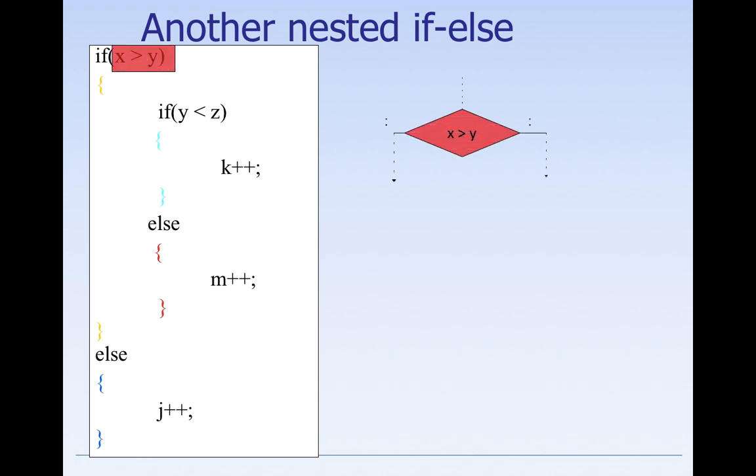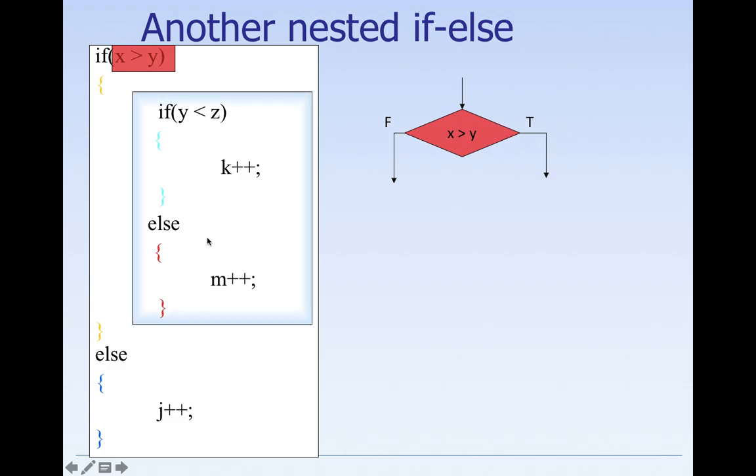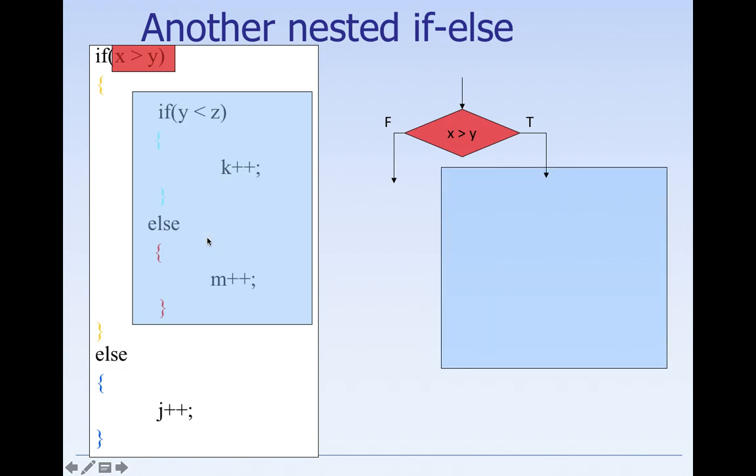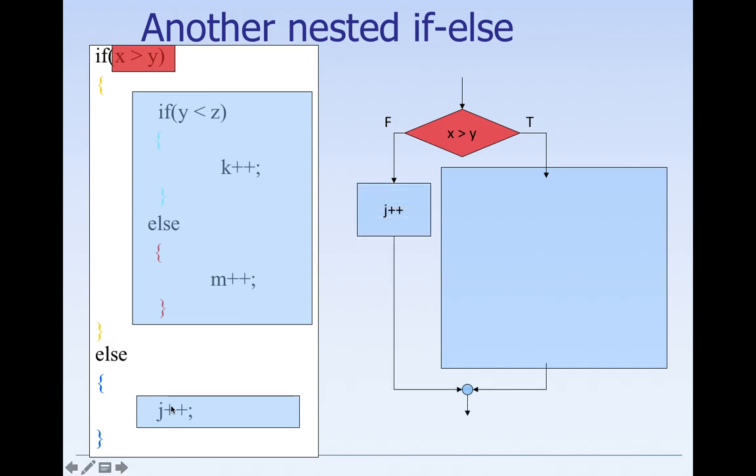So this is x greater than y. True, false. Okay, so if it's true, I'm going to do this part. Okay, it's a very nice animation. If it's false, then I'm going to do this part. And else, you can do this part. Okay, and then they connect and follow with whatever you have in your program.